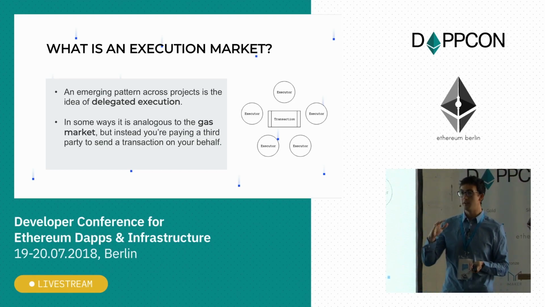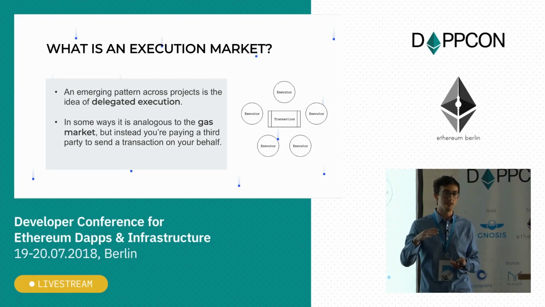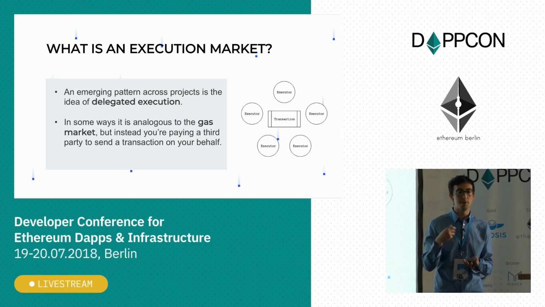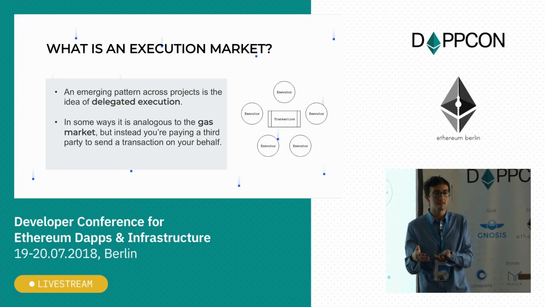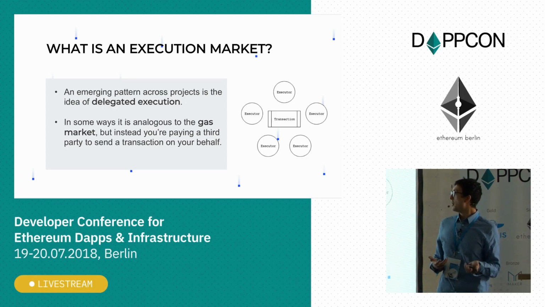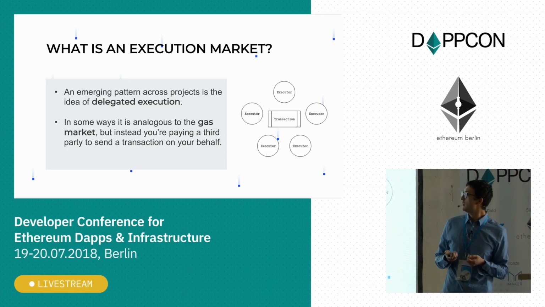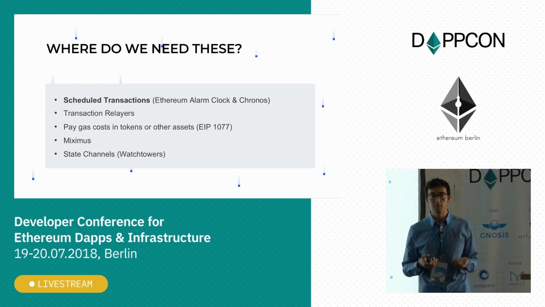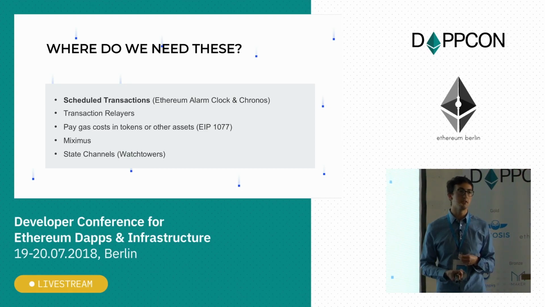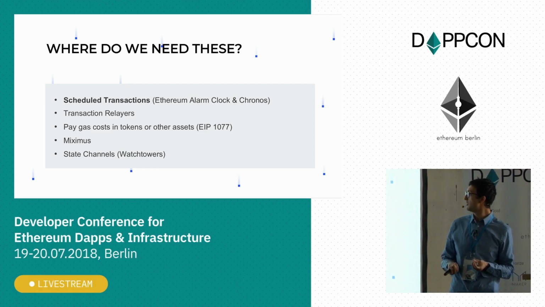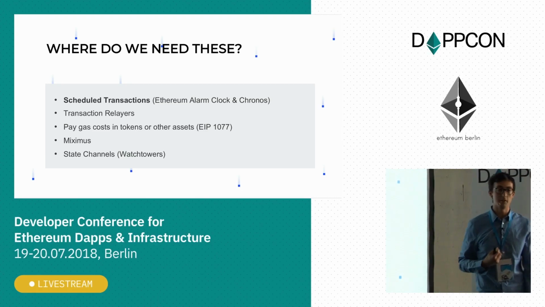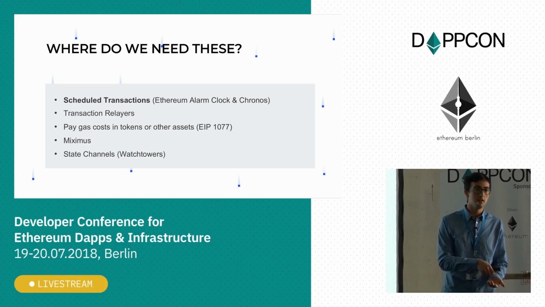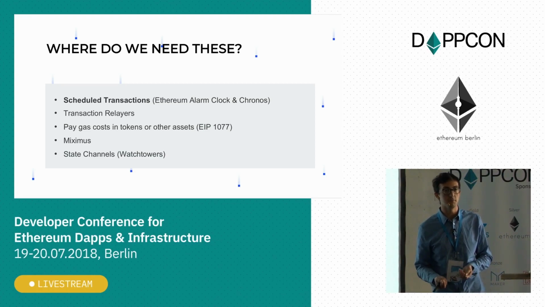So it's a one-layer abstraction on top of the gas market. Instead of paying for the gas to get your transaction included in a block, you're paying someone else to pay your gas. And this has a lot of interesting use cases. The one we're all about at ChronoLogic is scheduled transactions. We rebooted the Ethereum Alarm Clock project, and we're working on Chronos, which is a second generation scheduling protocol on Ethereum.